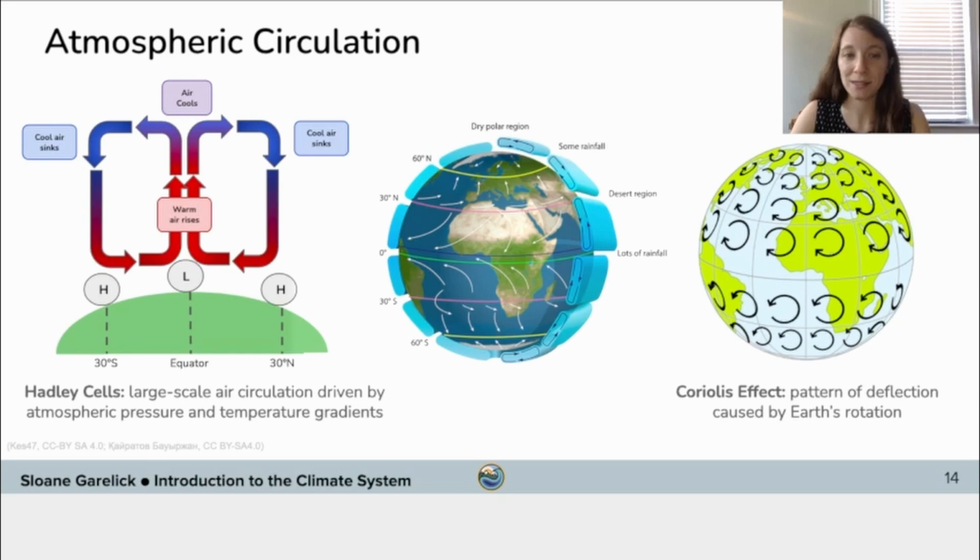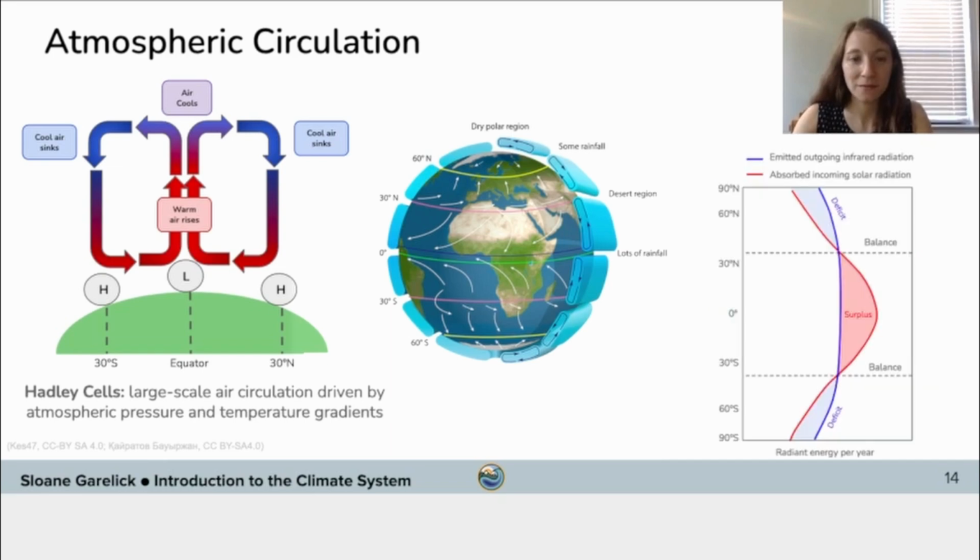The Coriolis force influences many large-scale circulation patterns on Earth, including Hadley cells, which we just discussed, as well as trade winds. Trade winds are winds that blow east to west just north of and south of the equator. Notice how in the figure they're deflected to the right in the northern hemisphere and to the left in the southern hemisphere. This is due to the Coriolis effect.